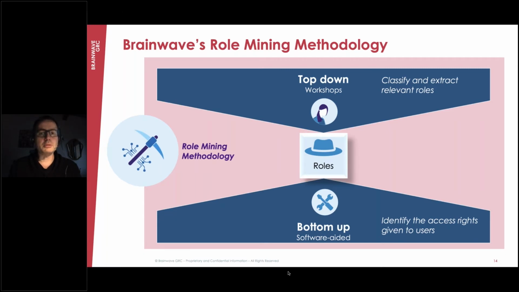Combining those two approaches together makes sure that the roles that are built by the algorithm are indeed relevant to the business, and also sometimes helps complete what can be automatically found via the algorithm with information that is coming from the business people that is not observed directly from the data.